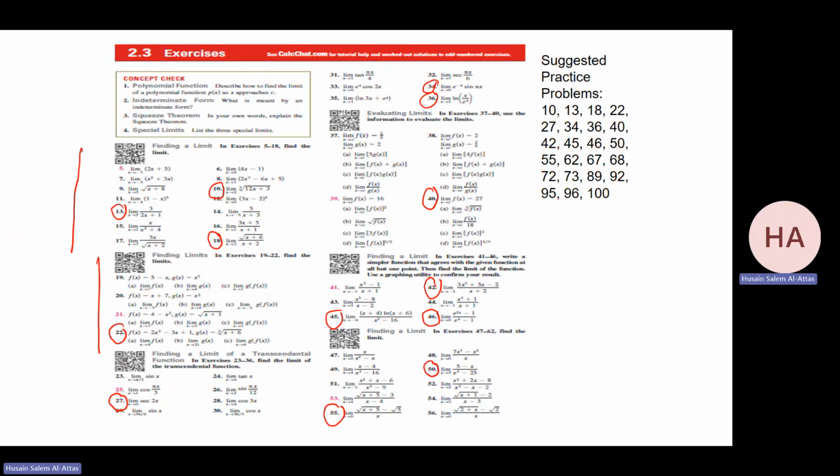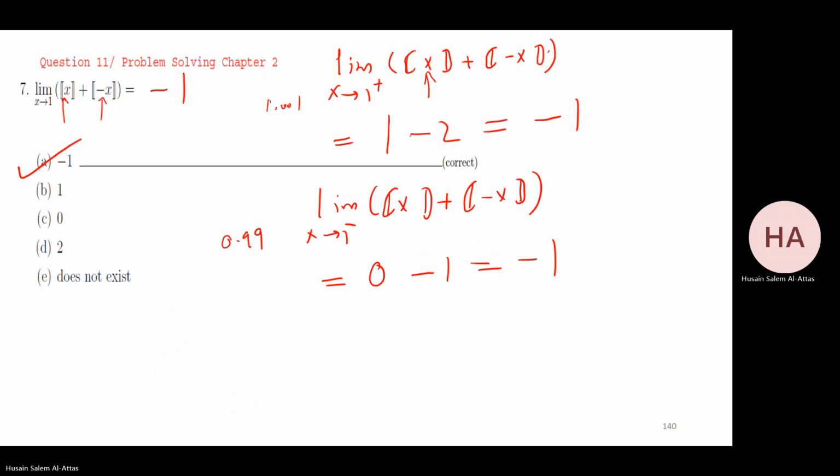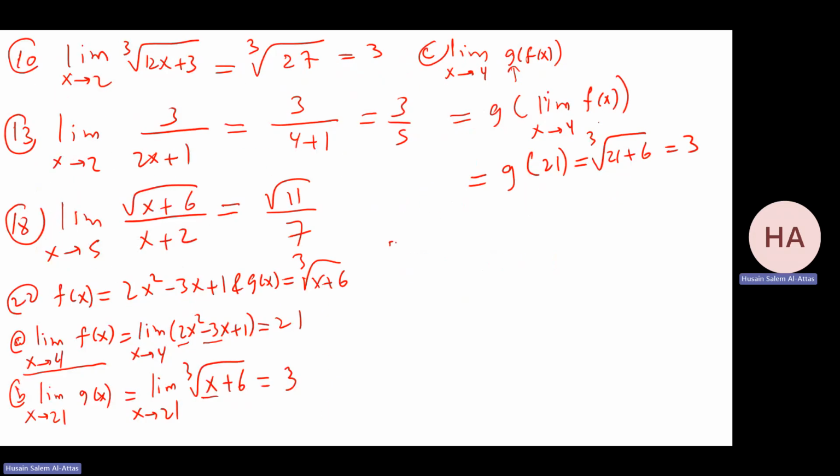Okay, that's 22. I'll do the next one, which is simply just substitution. 27, limit as x goes to 0 of secant x. If we substitute, you have secant 0, which is 1. That's it.